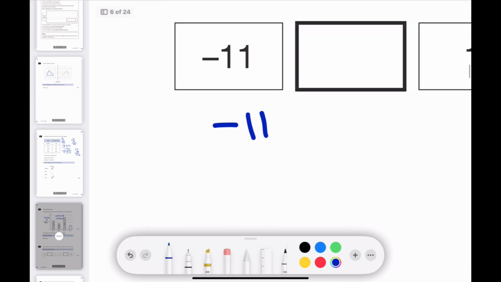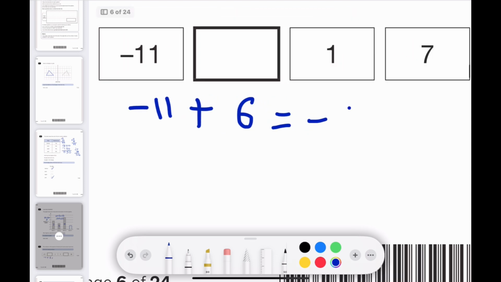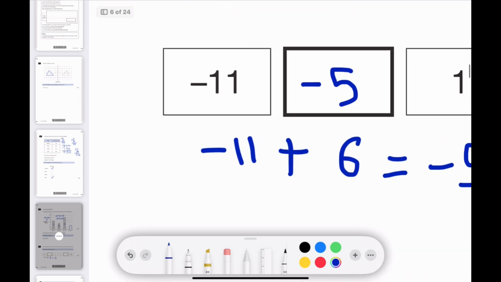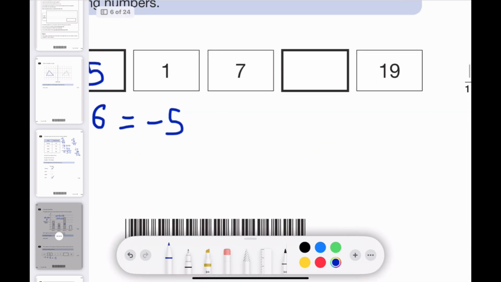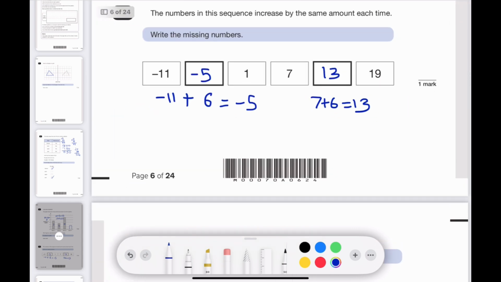So we do negative 11 add 6, which equals negative 5. And we do 7 add 6, which equals 13. So our missing numbers are negative 5 and 13.